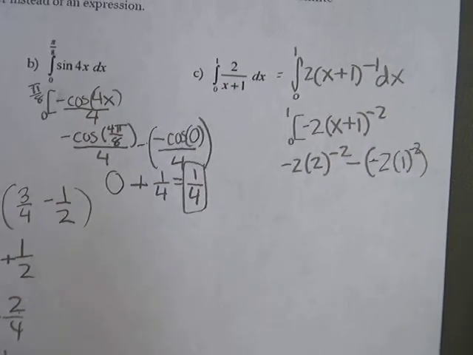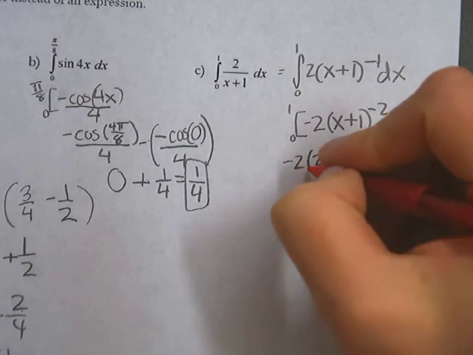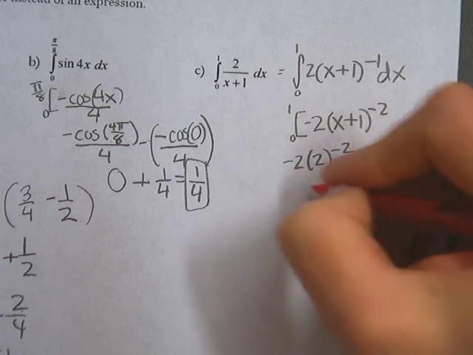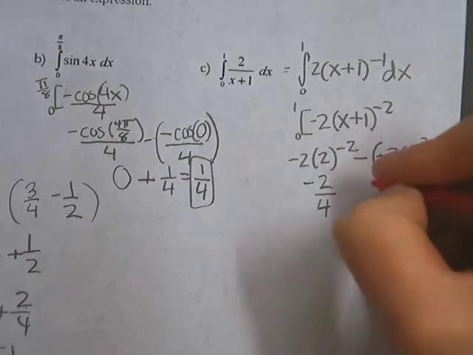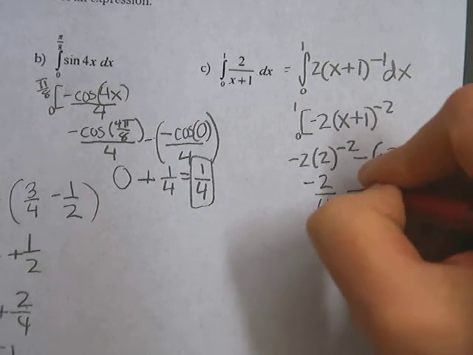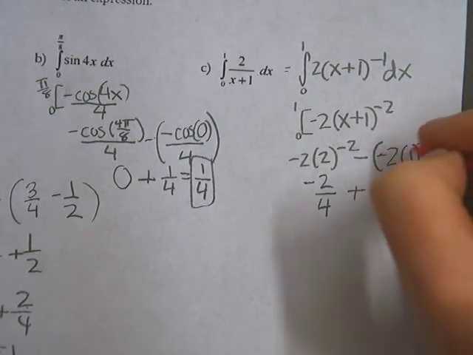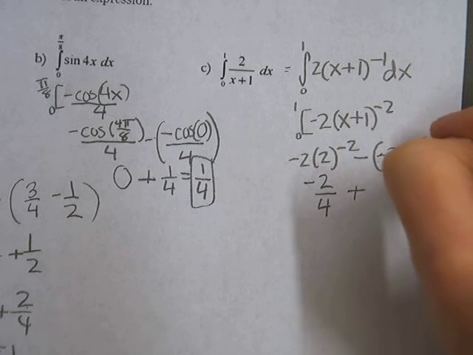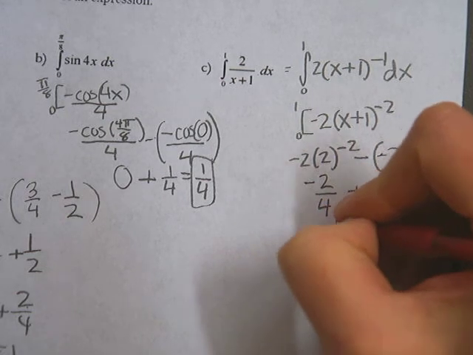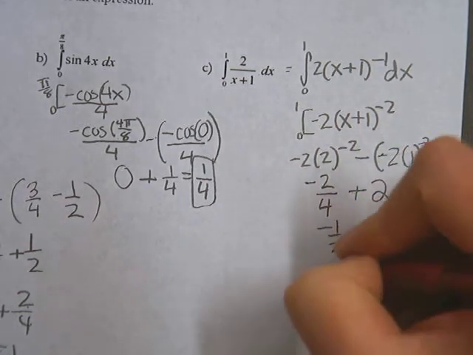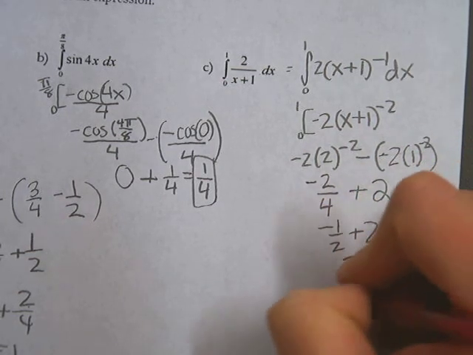So realistically here, this is negative 2 over 2 squared, so it's negative 2 over 4. And this is minus a negative, so plus 2 times, well, 2 divided by 1 squared, so that's 2. So really this is just negative 1/2 plus 2, which is 3/2.